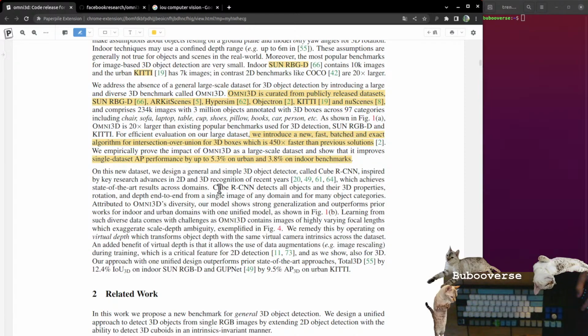Cube, CNN, and their 3D properties. Okay. I'm starting to get more information about the exact numbers that they're doing here. Rotation and depth end-to-end from a single image of any domain for many object categories. So again, there's also a classification head on top of this that's predicting categories.